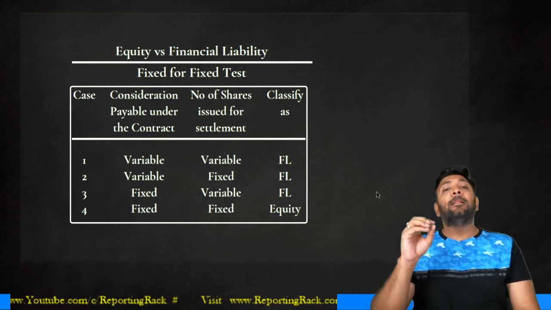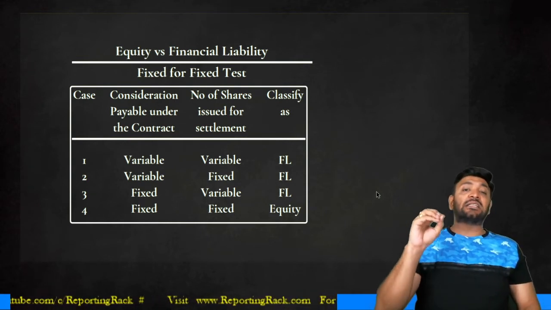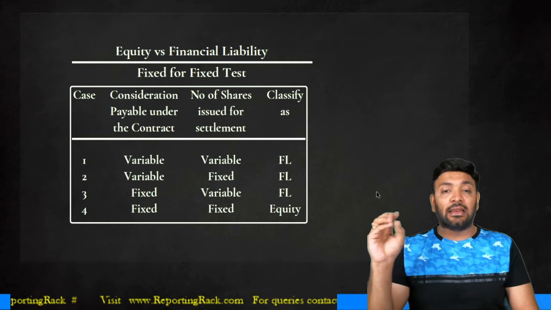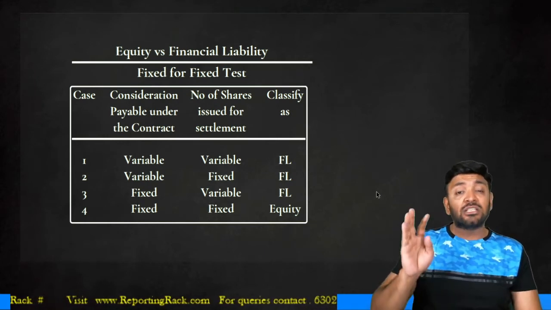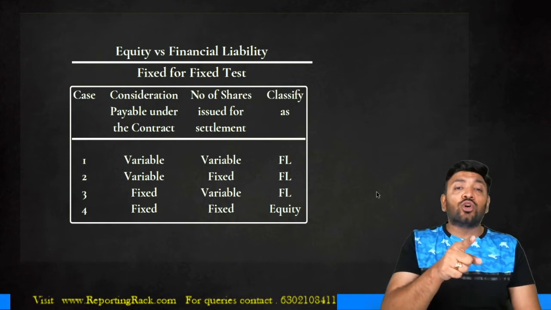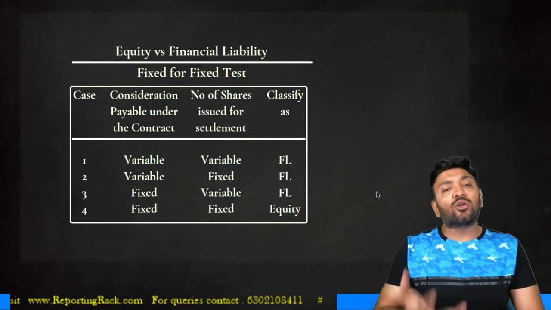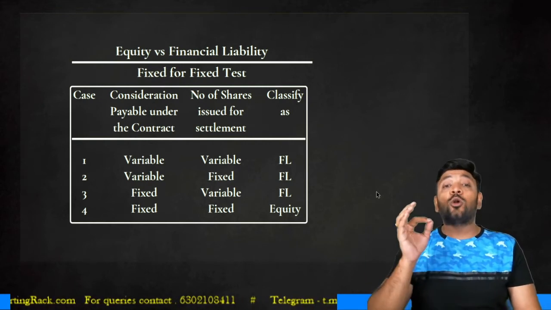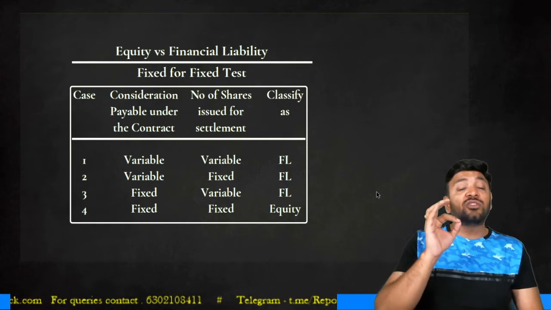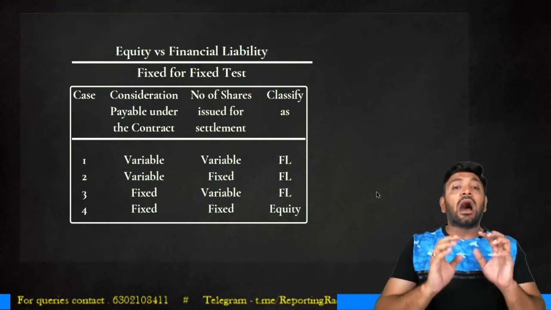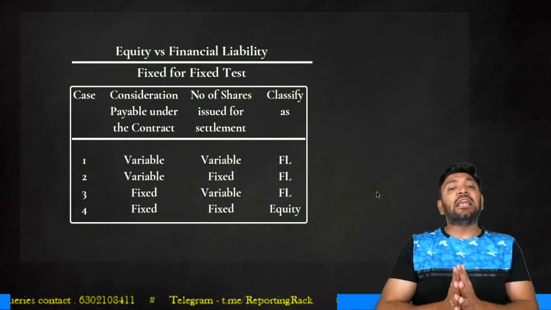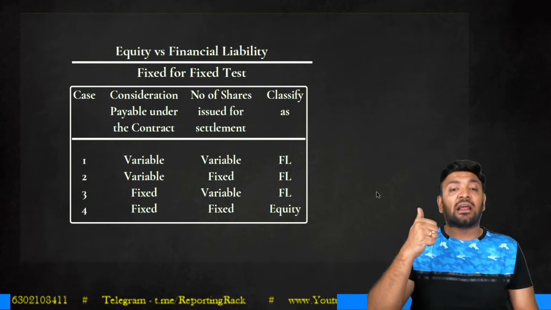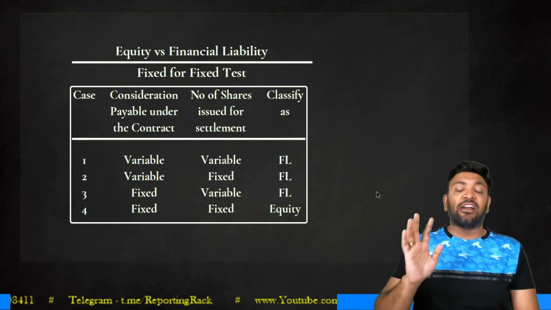But if I say I will issue equity shares after 3 years at a 20% discount based on the market price after 3 years, I don't know what the market price is after 3 years. Whatever the market price is, I will issue those shares at a 20% discount. Even that I don't know. So what is the 20% discount price? I don't know what the issue price per share is. Therefore, the number of shares expected to be received under the contract is variable. In such a case, even though I have a fixed consideration, since the number of shares to be issued under the contract is variable, it should be classified as a financial liability.